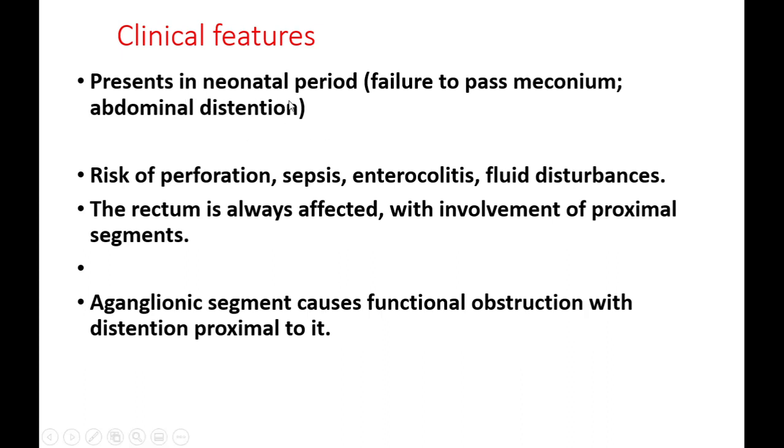Clinically, the neonate presents in the neonatal period with failure to pass meconium and abdominal distension with constipation, with a risk of perforation unless it is corrected surgically, and sepsis, enterocolitis due to fluid disturbances. The rectum is affected, with involvement of the proximal segment sometimes. The aganglionic segment will result in functional obstruction rather than mechanical. So it is functional, related to uncoordinated neuromuscular movement with distension or dilatation of the proximal segment of the rectum and colon.